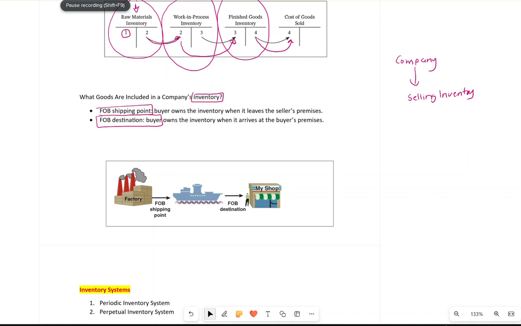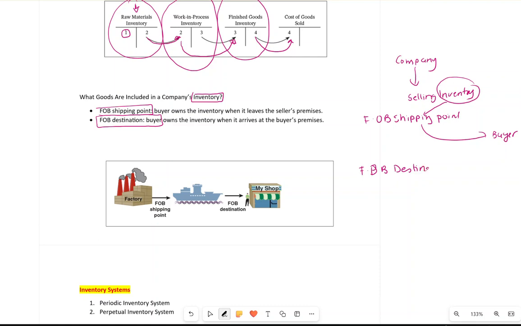If you're selling inventory under FOB shipping point, that means that as soon as you ship the inventory, it belongs to the buyer. So it shouldn't be part of your inventory. It will be part of your buyer's inventory. With FOB destination, it is your inventory until it reaches the destination, meaning until it reaches the buyer. So it is our inventory till it reaches the destination.